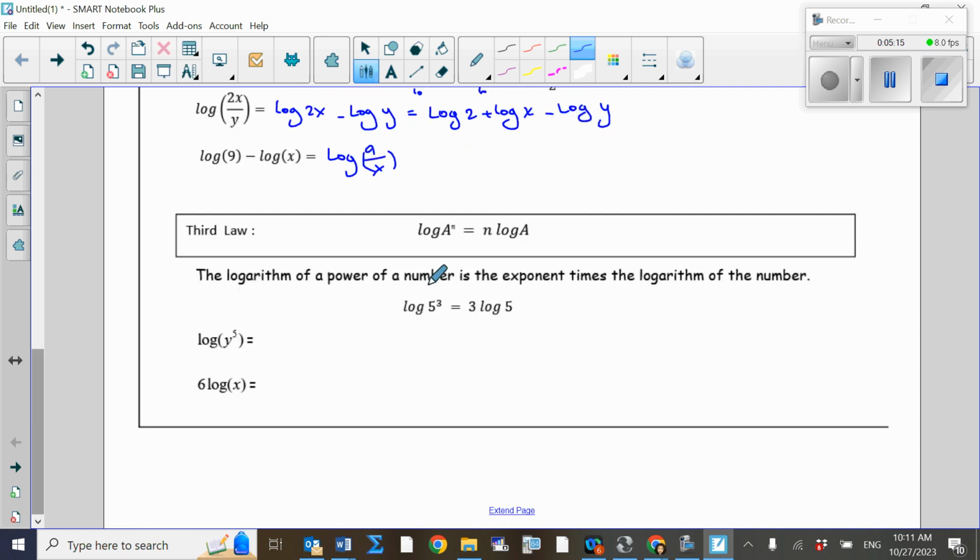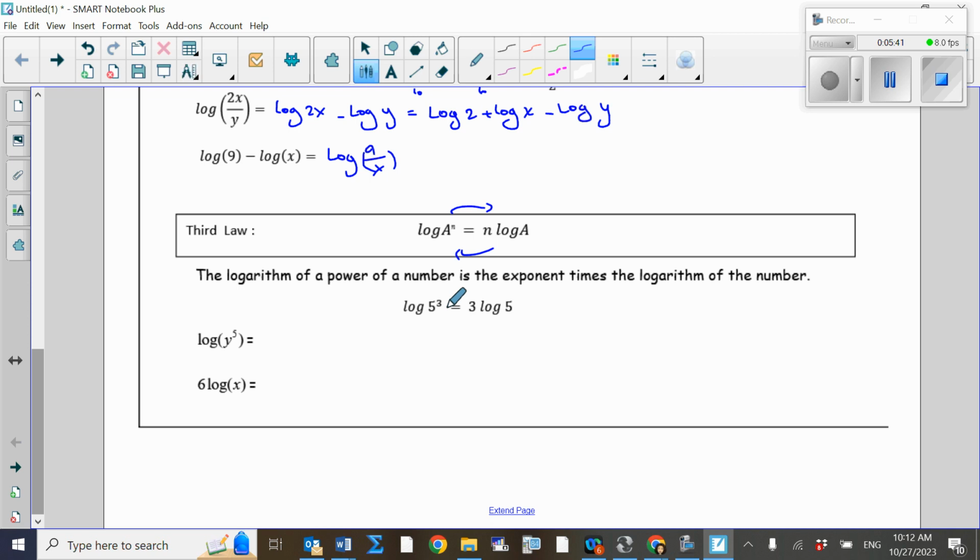Next law is called the power law, basically. So if I have log of an exponential, like a to the power of n, I can move the exponent to the front of the log and rewrite that as n times log of a. Again, this rule, like the other ones that we just talked about, is a two-sided equation. So I can go from left side to the right side or right to the left.